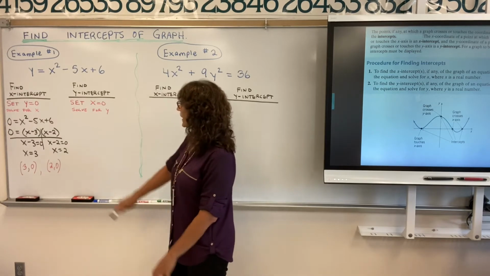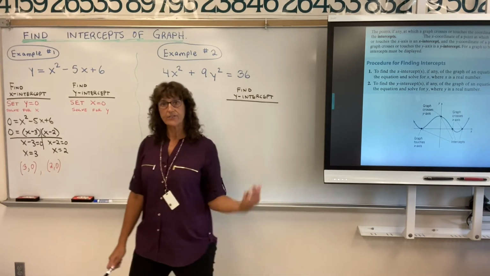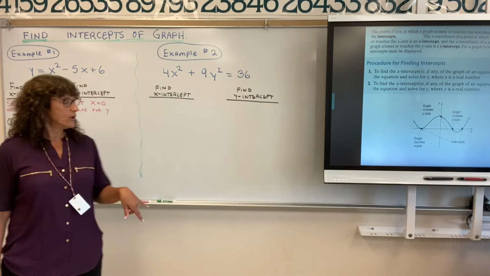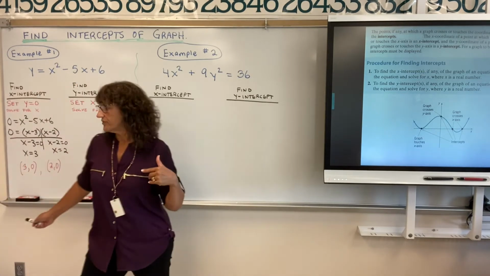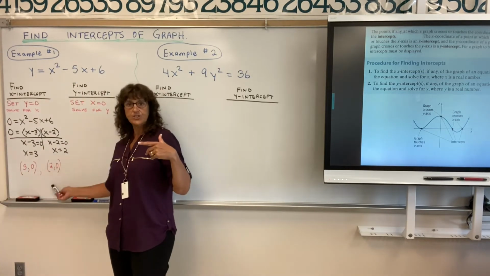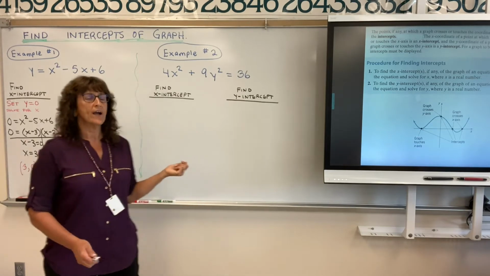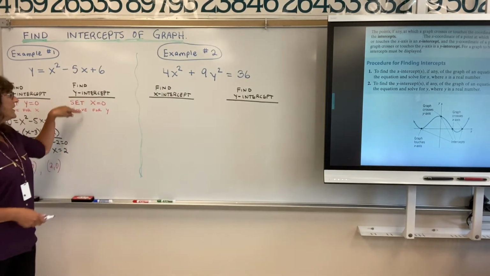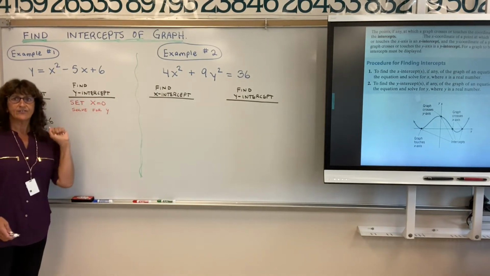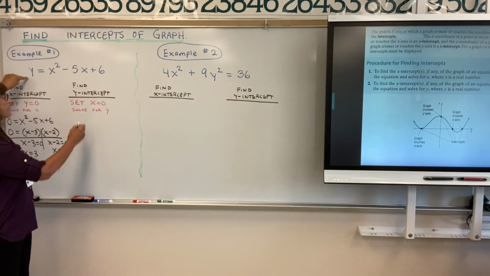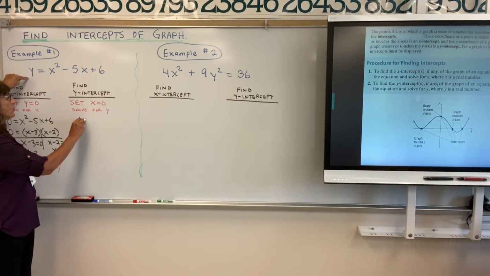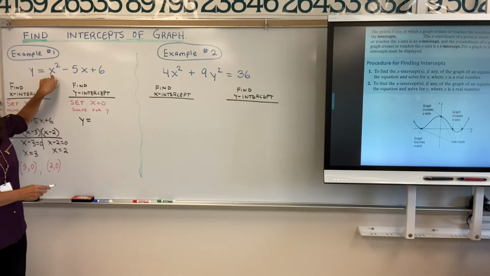And now let's go ahead and find the y-intercept for the same curve. We know where this curve crosses the x-axis. It crosses the x-axis at 3 and 2. Let's see where it crosses the y-axis. To find the y-intercept, we're going to set the x value equal to 0. So we're going to come up here and rewrite the equation. y equals, but make a substitution.